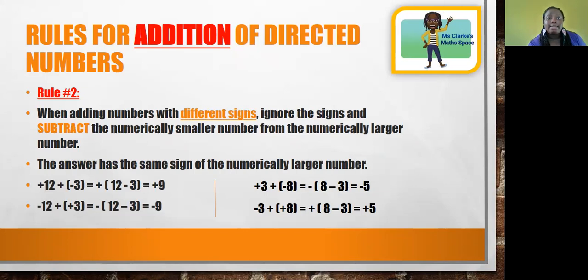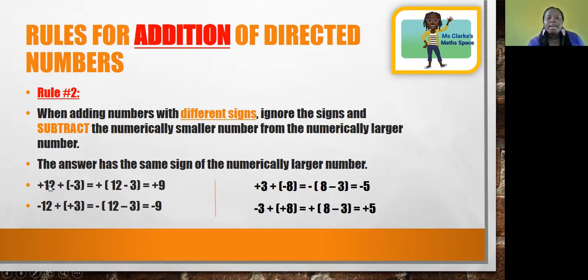So our second rule for addition of directed numbers is when we have two separate and different signs, a positive sign and a negative sign. In this case, you're going to ignore the signs and subtract the numerically smaller number from the numerically larger number. In some texts, you would see the word absolute value, just meaning that you're ignoring the signs, whether it's a positive sign or negative sign. So we have a few examples. Following the cursor, as you can see, the answer would have the same sign as the numerically larger number.